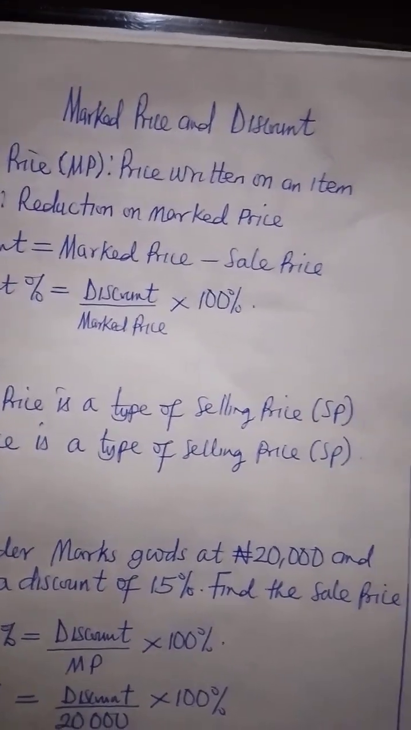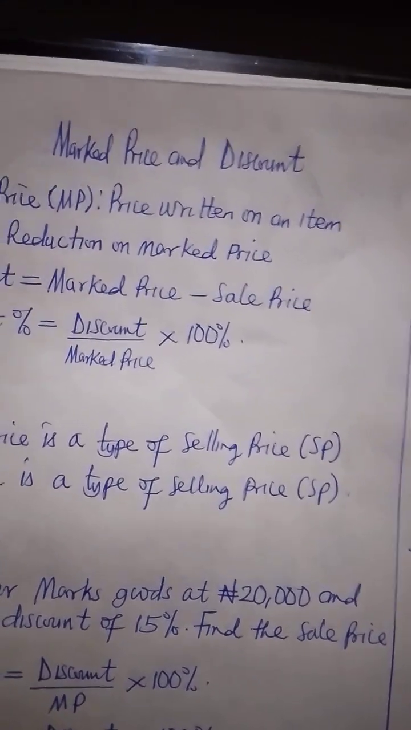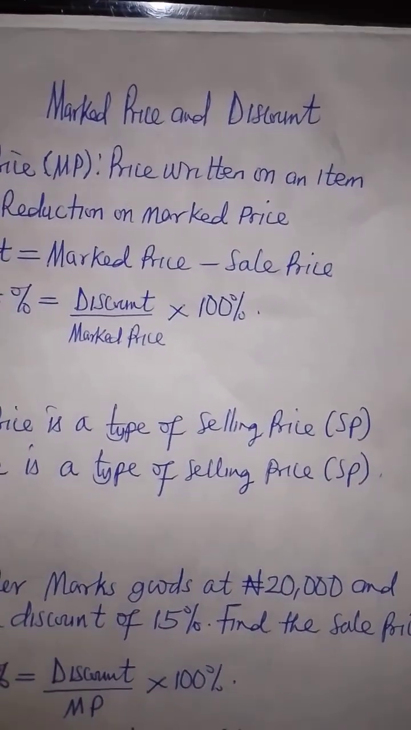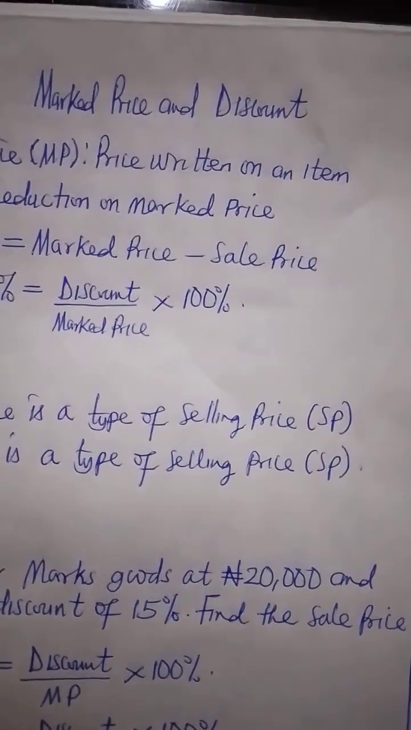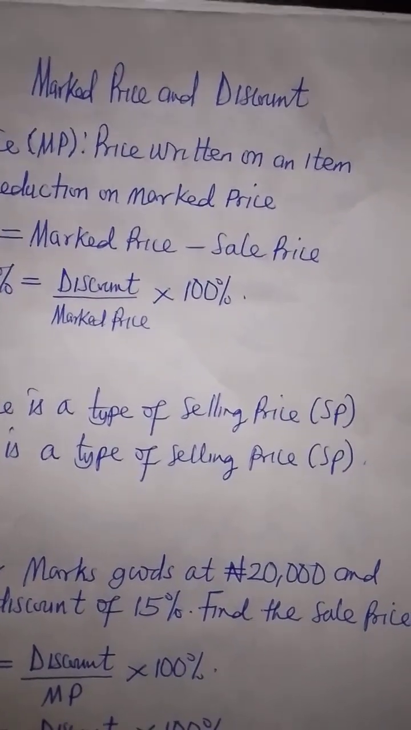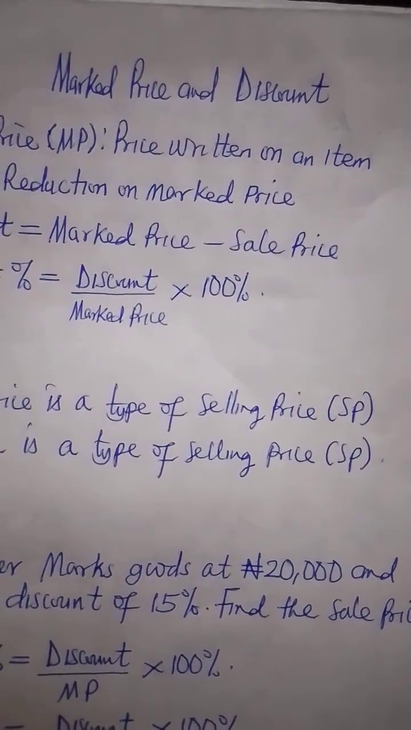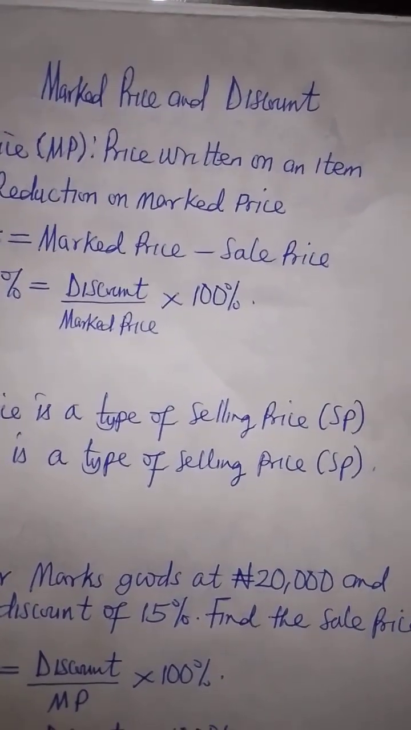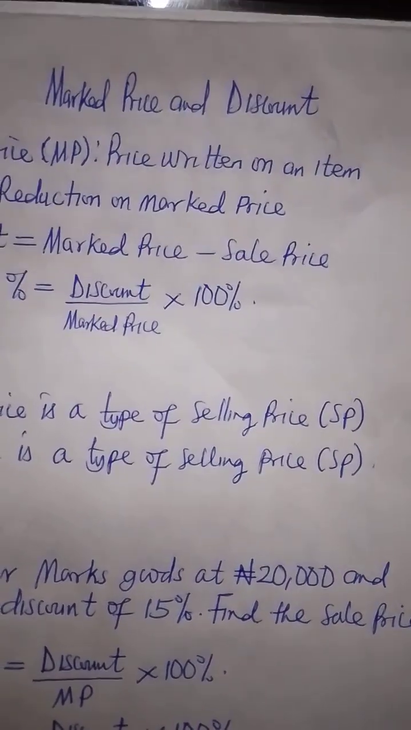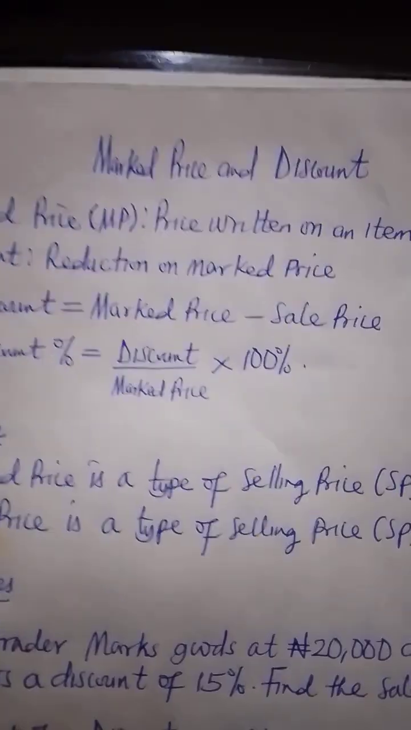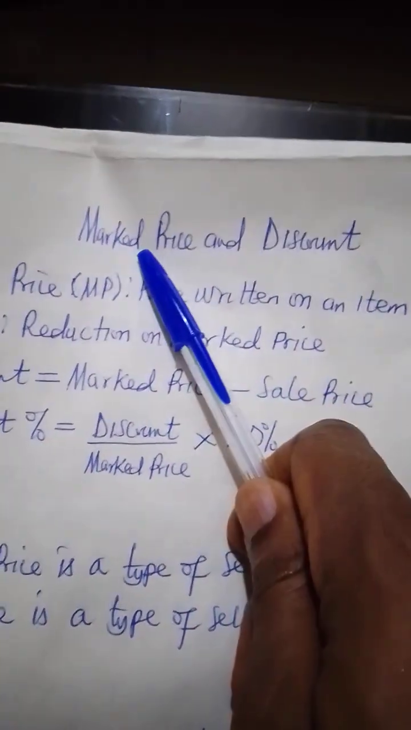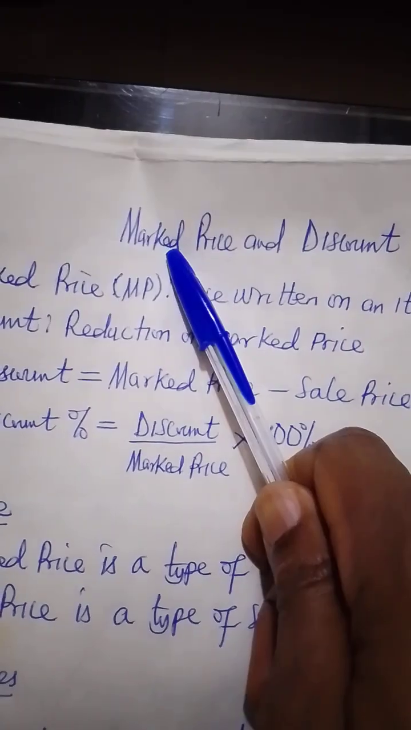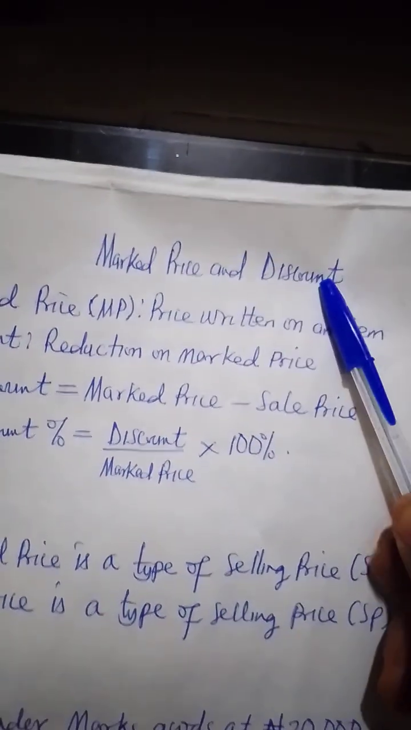Welcome to today's lecture. We are still on numbers and numeration, and under numbers and numeration we started a series on profit and loss. So this is lecture on profit and loss part 2. Today we'll be looking at marked price and discount. Marked price and discount.